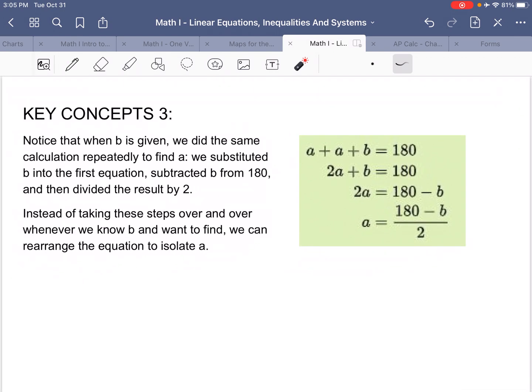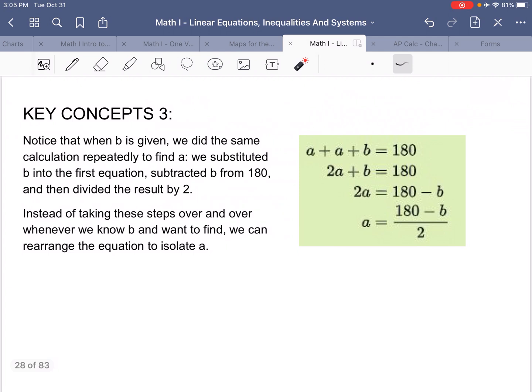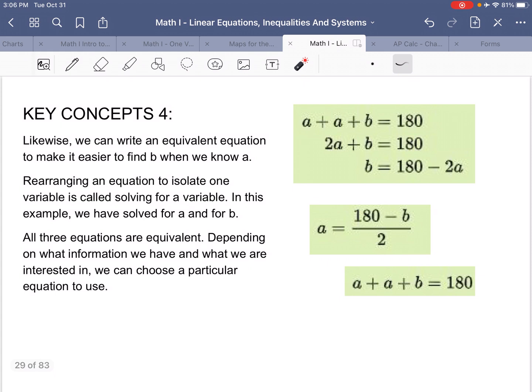So we don't have to go through those same steps over and over again. I actually skipped all 4 of these because it takes so long, and I don't want these videos to be super long. So instead of doing that, we can just solve for this. Anytime I know what B is, I just plug that in, subtract it from 180, and then divide by 2. And that's how I can figure out A.